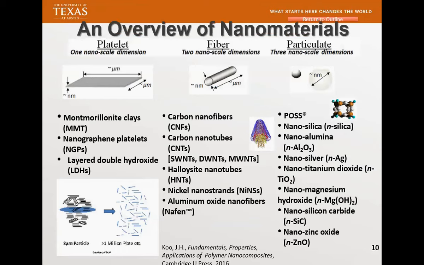The next area that I put underneath is fiber. For fiber, only the diameter is what we call nano size. You have carbon nanofibers, CNT. Even with the CNT, you have single wall, double wall, multi-wall. It depends on the diameter of all these CNTs. You have halloysite, you have nickel nanostrands. You also have aluminum oxide nanofibers. I actually work on all these in my lab. And the last one I want to show you is particulates, because these are what you call nanoscale dimensions.